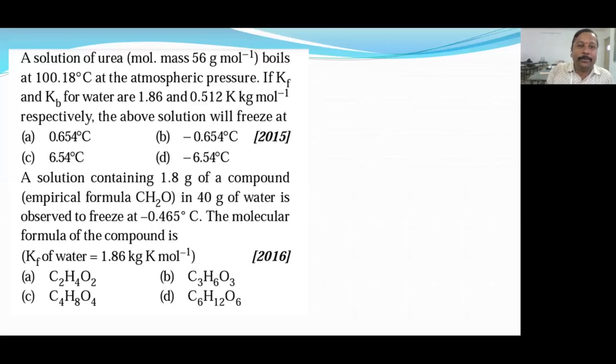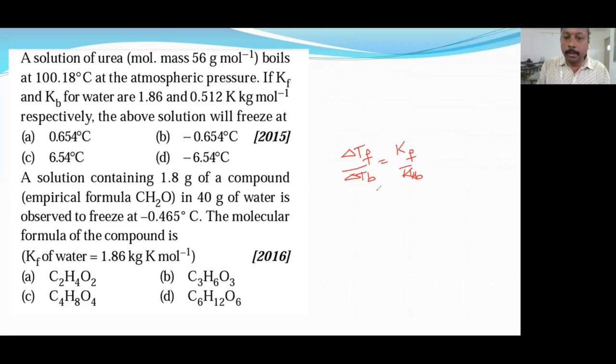A solution of urea, molar mass 56 grams, boils at 100.18 at atmospheric pressure. Kf and Kb both are given. The above solution will freeze at? I will tell you the shortcut here. Molality is not given and you need not find it, because it is the same solution. So delta TF upon delta TB will be, as it is the same solution, the molality will be the same, so Kf upon Kb. That ratio, depression and elevation, will be in the ratio of Kf upon Kb.